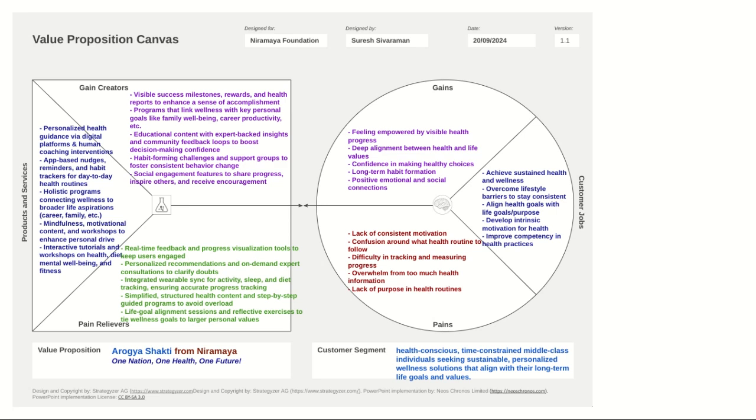So the value proposition is really this mission, this program called Arogya Shakti, and you can see the products and services, the pain relievers for the pains that you see on the right hand side, the gain creators for the gains desired on the right hand side. And the products and services are covering the customer jobs that you can see on the right hand side. So I'll urge you to go through the write-up in the case study. Over here I'll quickly move on.